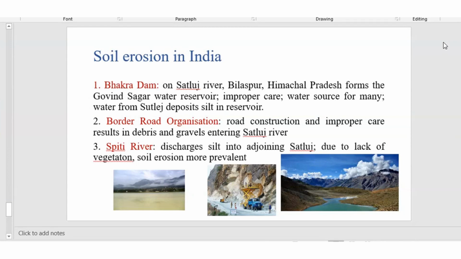So we have three examples jahan par lack of vegetation, matlab maybe your wind and water erosion are the reasons why soil erosion is happening. In this particular case, slip erosion is responsible for increasing sedimentation or soil erosion. Then lastly, in case of Bhakra Dam, stream bank erosion, riparian erosion, as well as is primarily responsible for soil erosion.